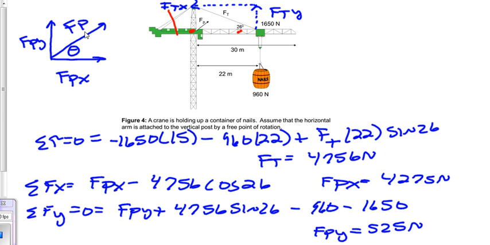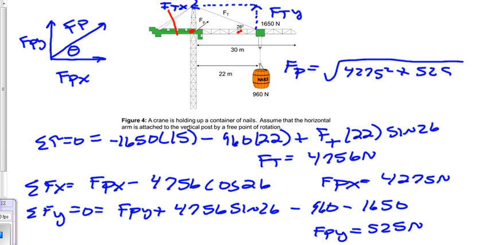Okay, and then our job is to get the value of force pole. So we just need to Pythagorize those together. So force pole is going to equal the square root of 4,275 squared plus 525 squared. And the force pole is equal to 4,307 newtons. Now we could find the value of the angle. We're not going to, but all you need to do is take the inverse tangent of 525 divided by 4,275 in order to get that angle.